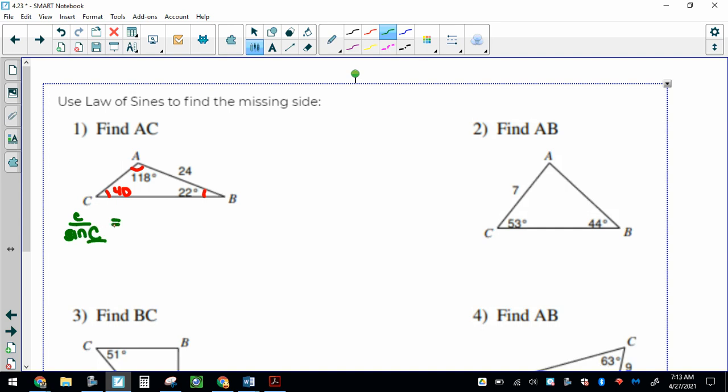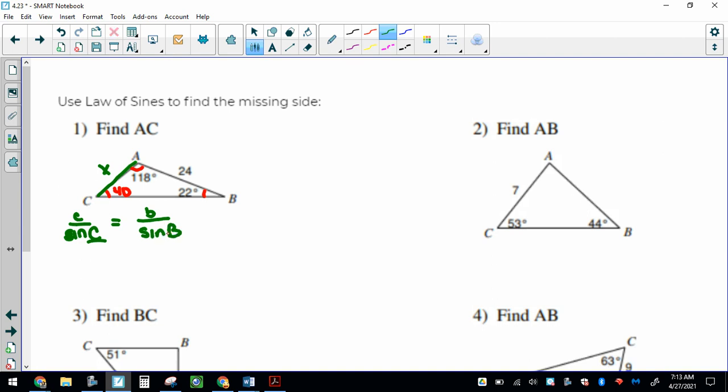And let's look for what we're looking for. We want AC. So AC is here, that's x, and that's a b. So we can set up little b over sine B. Now let's plug in what we know. I know that little c is 24 over sine 40. I know little b is x over sine 22. So here's my proportion.